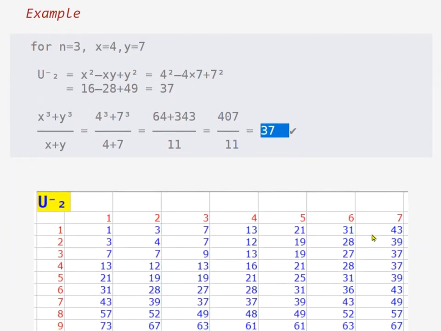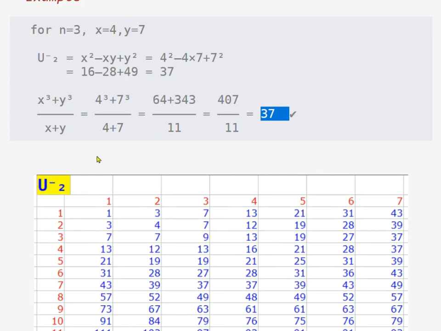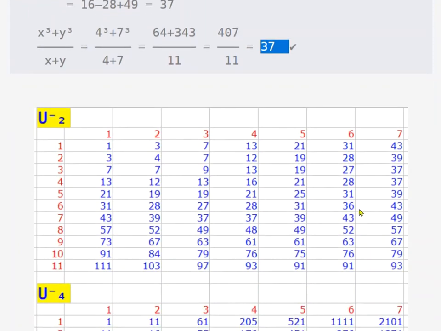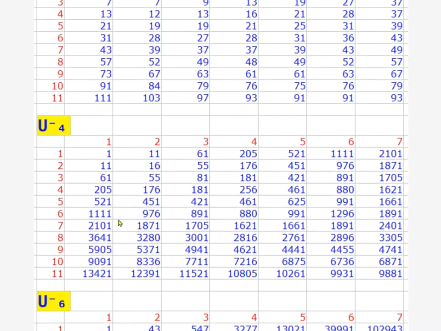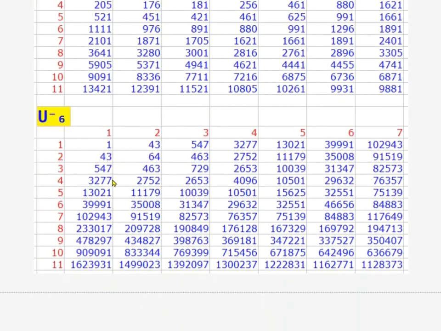Here's some tables. This is the U neg 2 Biser. So we look up 4 and 7, there's a value 37. And because it's symmetrical, we look up this way, 4 and 7, 37 again. U neg 4 Biser, U neg 6 Biser, and so on.